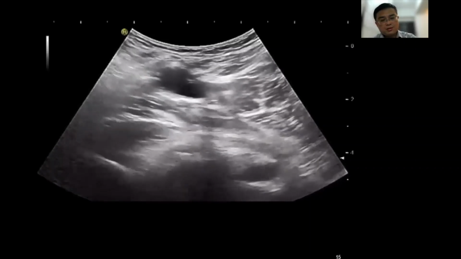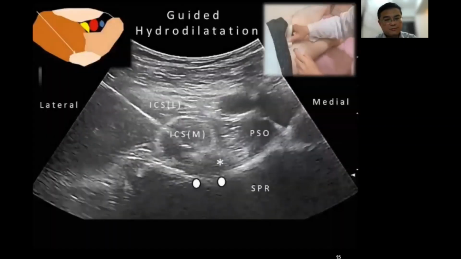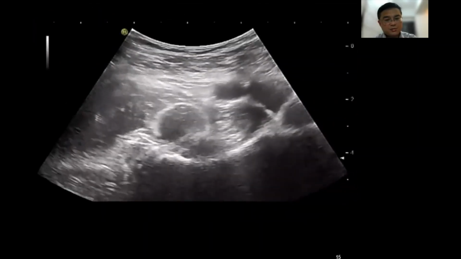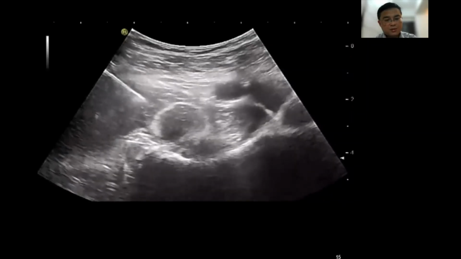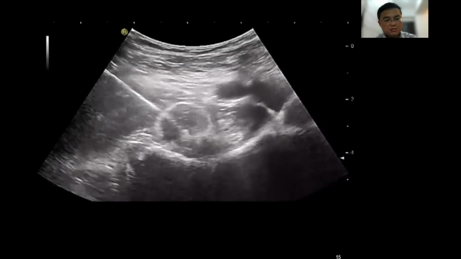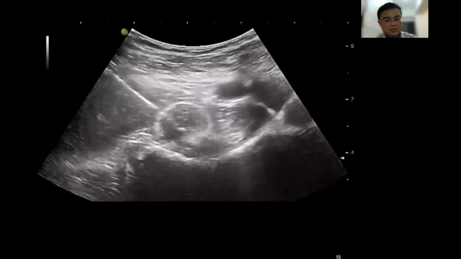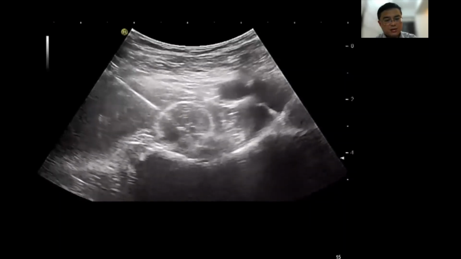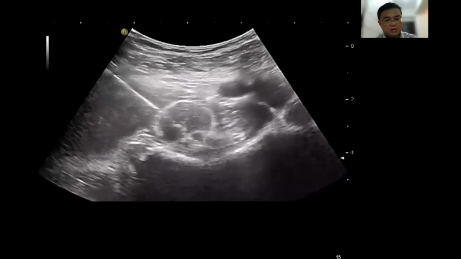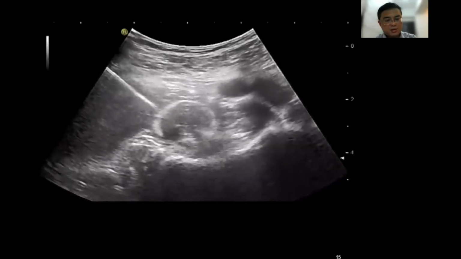So how did I treat this patient? I find that the reason why the patient had snapping is because the tension between the iliacus and the psoas muscle was increased. Therefore, I decided to hydrodilate this area. So now you can see my needle is stuck between the medial iliacus and the psoas tendon.